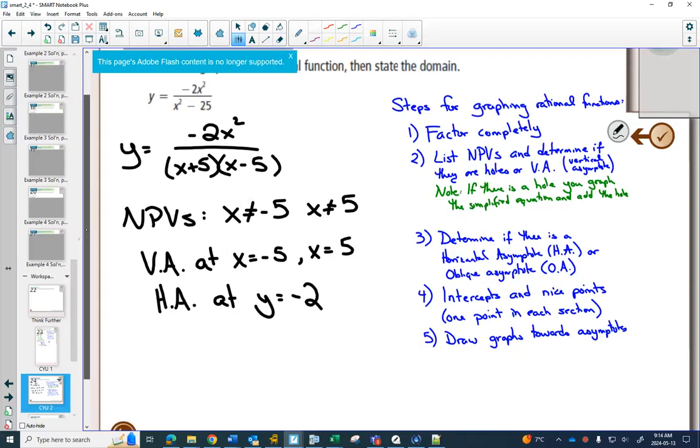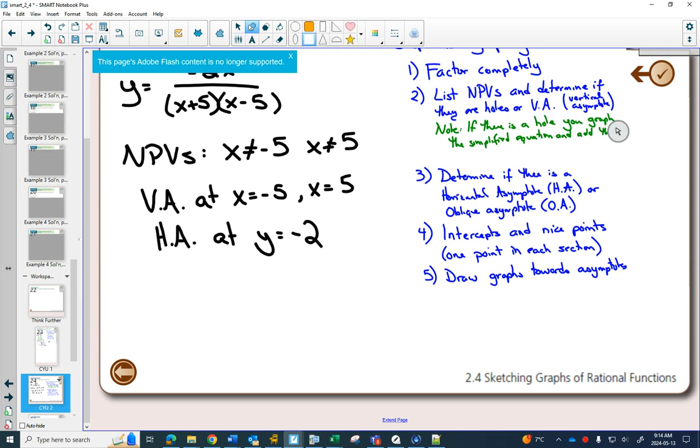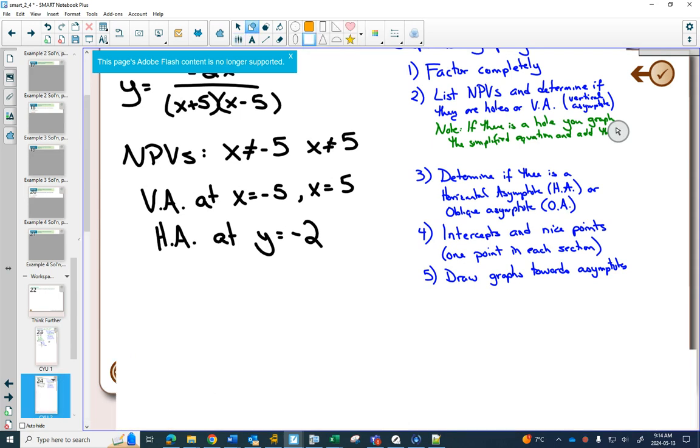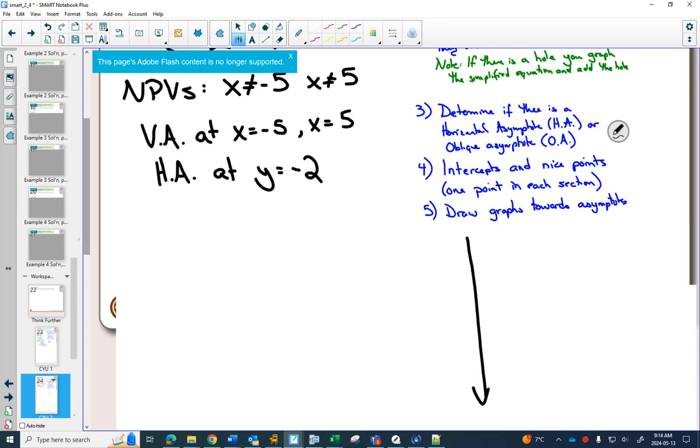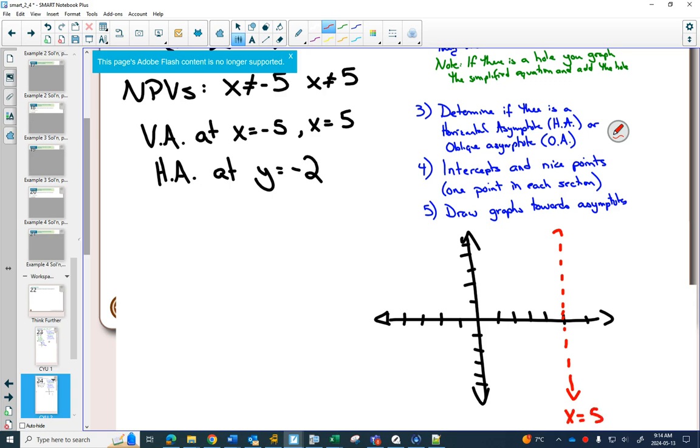And at this point, I'd start my graphing. So I'll do that off to the side here. We're going to have a vertical asymptote at 5 and at negative 5. And a horizontal asymptote at y equals negative 2.